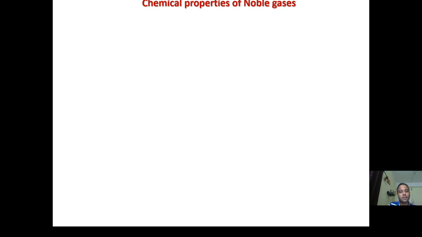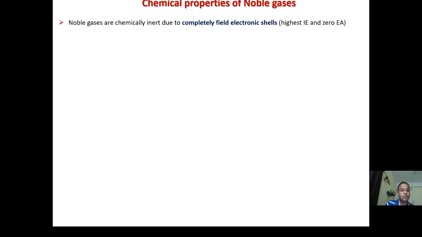Chemical properties of noble gases. Although noble gases are chemically inert, there is still some chemistry to be found, especially in the case of xenon and some krypton compounds. Noble gases are chemically inert due to the completely filled electronic shell, highest ionization energy, and zero electron affinity, as already discussed. Under certain conditions, some of the noble gases can form compounds, especially xenon and krypton.